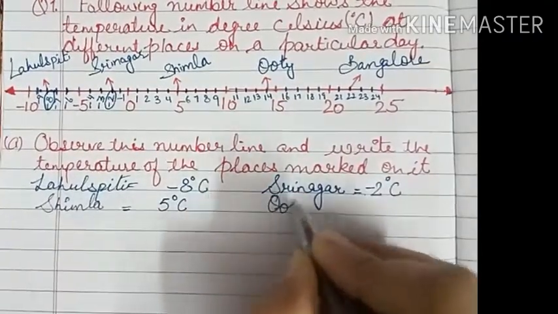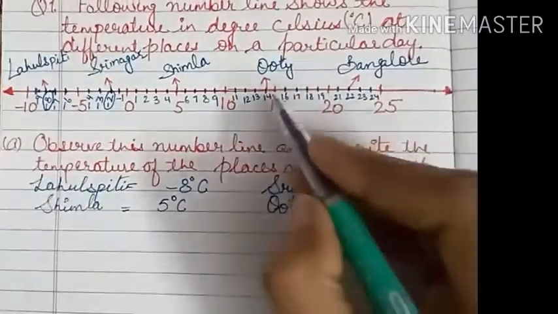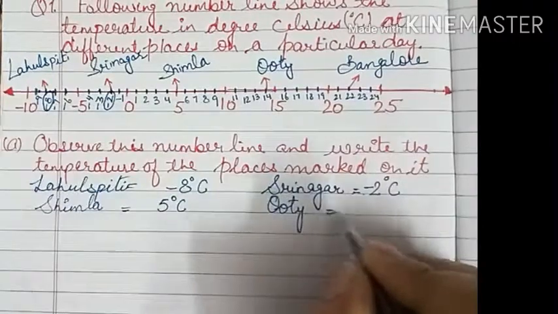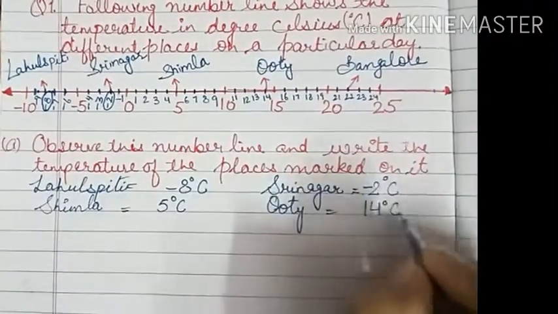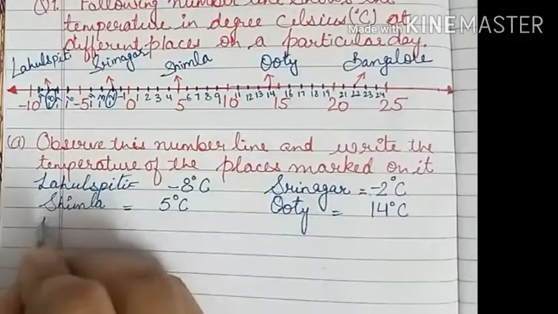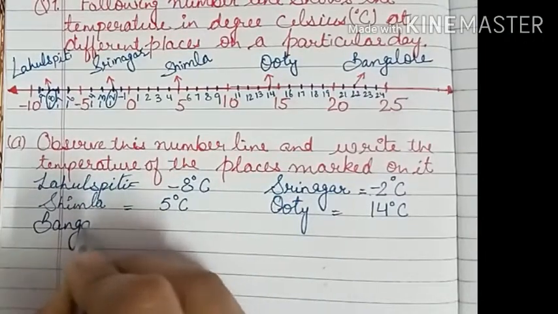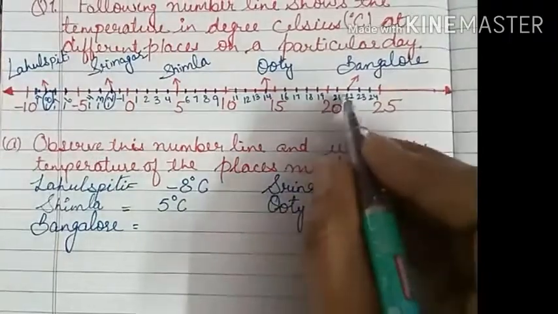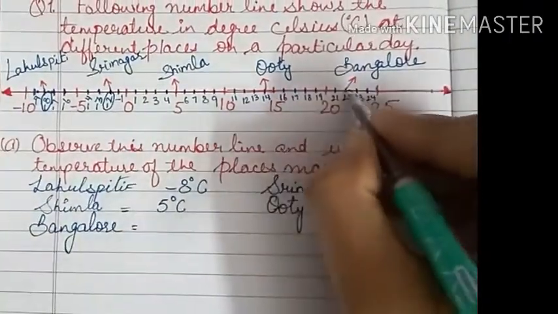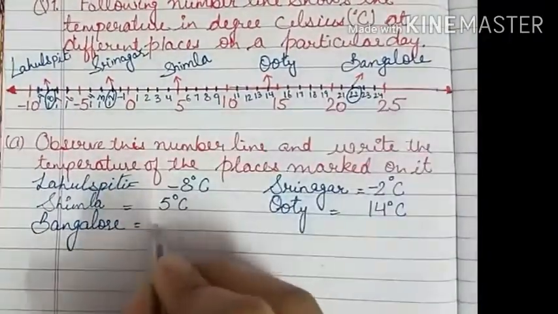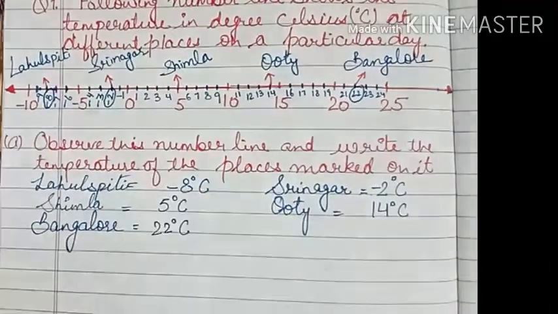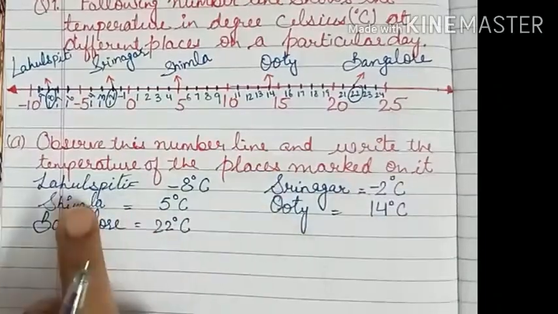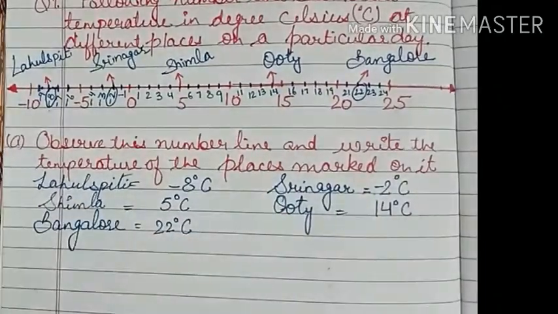Then Ooty. Ooty is marked on the point where the integer is 14. So its temperature is 14 degree Celsius. Now Bangalore. Its temperature is 22 degree Celsius. So in this way we have written the temperature of all these places.